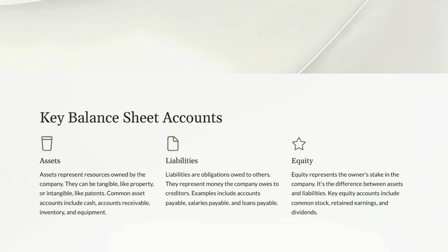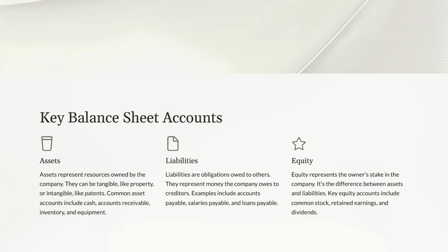Key balance sheet accounts. Assets. Assets represent resources owned by the company. They can be tangible, like property, or intangible, like patents. Common asset accounts include cash, accounts receivable, inventory, and equipment.